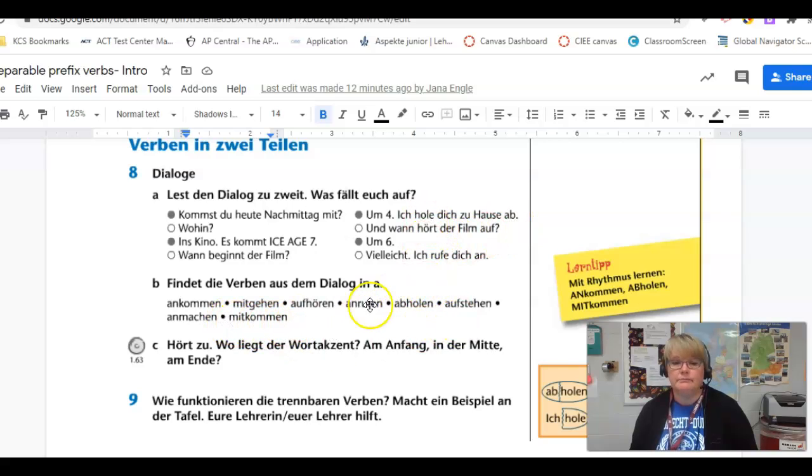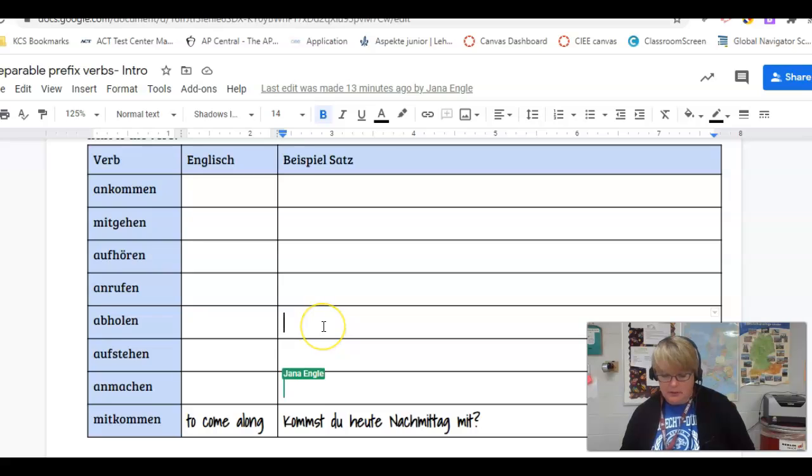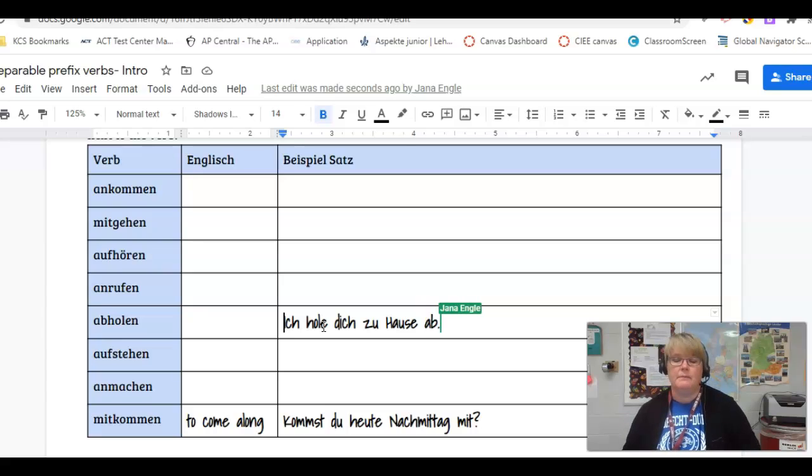It's in our word bank. Abholen. So, let's go down here. The sentence, I'm going to do it on this keyboard. Ich hole dich zu Hause ab. Ja? Also, ich hole dich zu Hause ab. I'll pick you up at home. So English, let's type down here: to pick up. I'll pick you up at home.